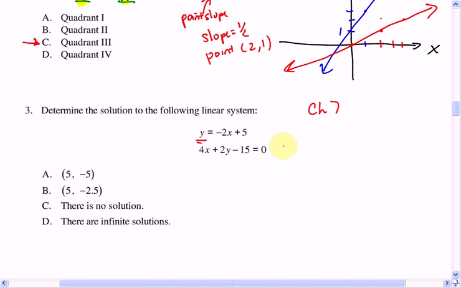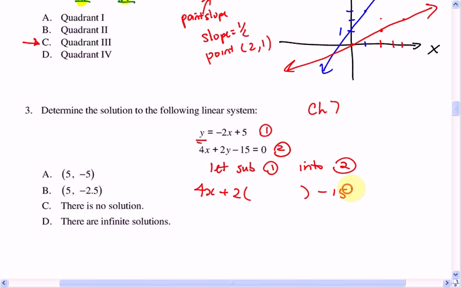So this is chapter 7. I'm going to say let's sub in equation number 1 into equation number 2. So once again, wherever you see y, replace it with whatever is in equation number 1. Go ahead, expand and simplify, and you're going to get something quite interesting.